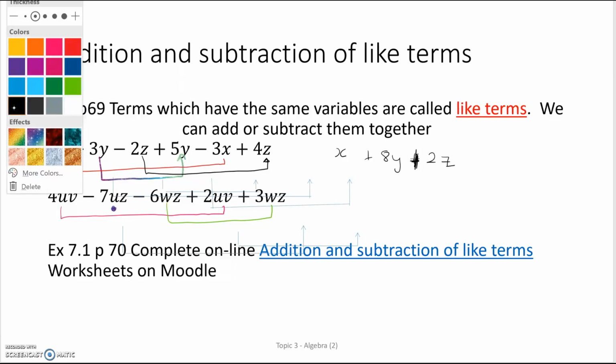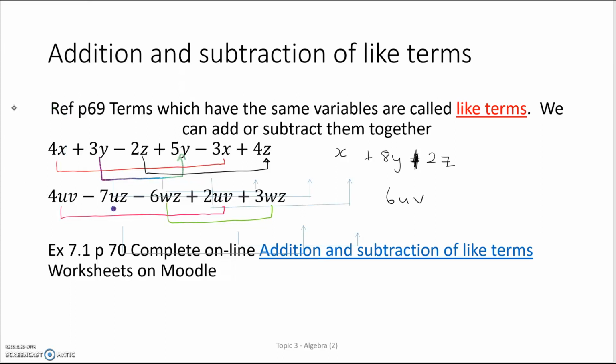So if we now add the collected terms together, we've got 4uv plus 2uv, that's 6uv, minus 7uz, because that's all, and then negative 6wz plus 3wz would be minus 3wz, where we've collected all the like terms together.